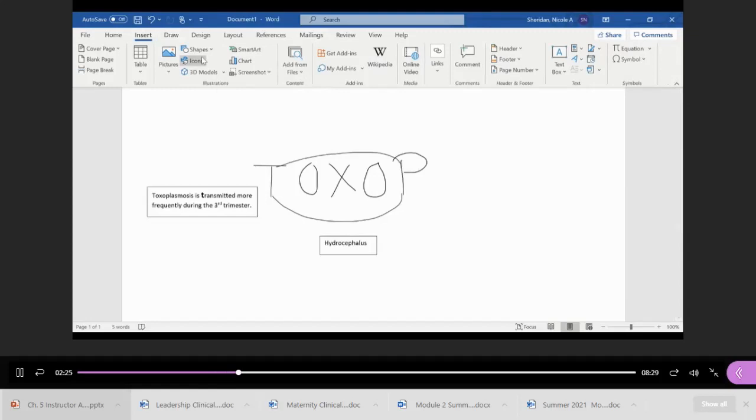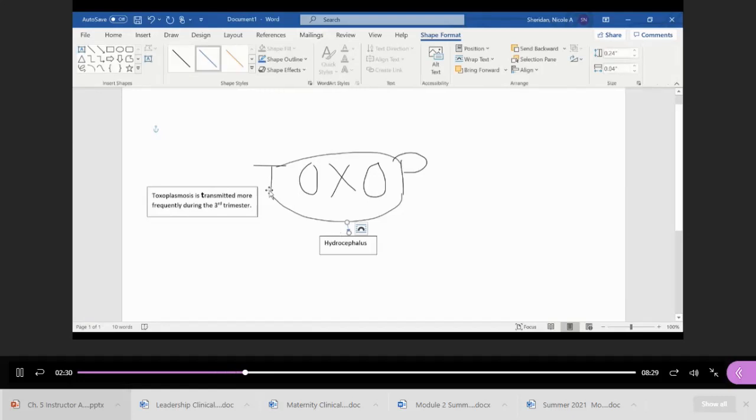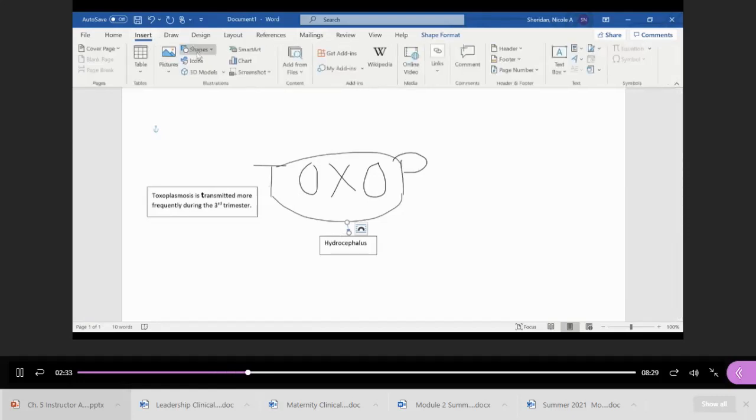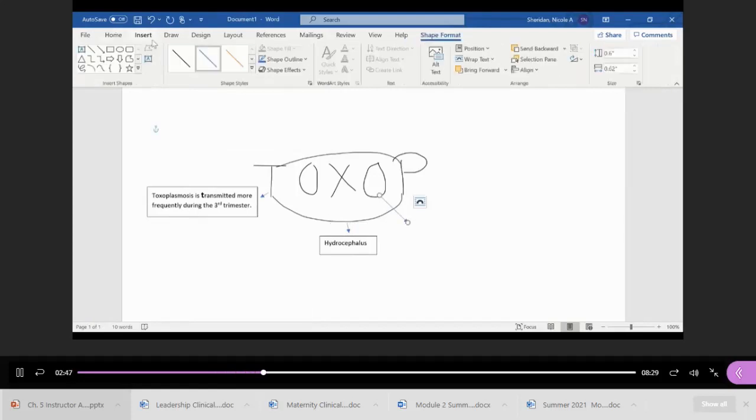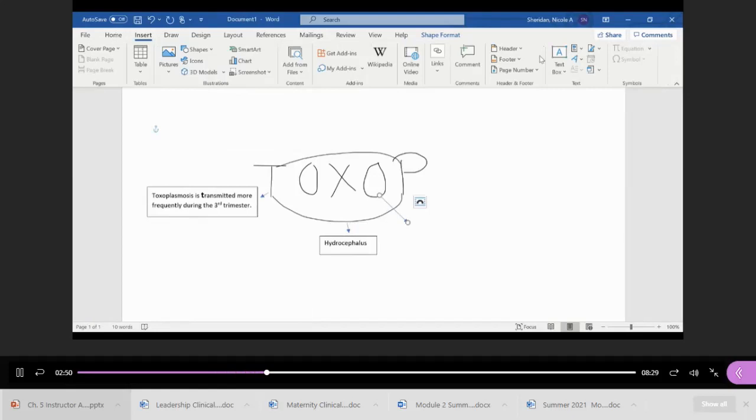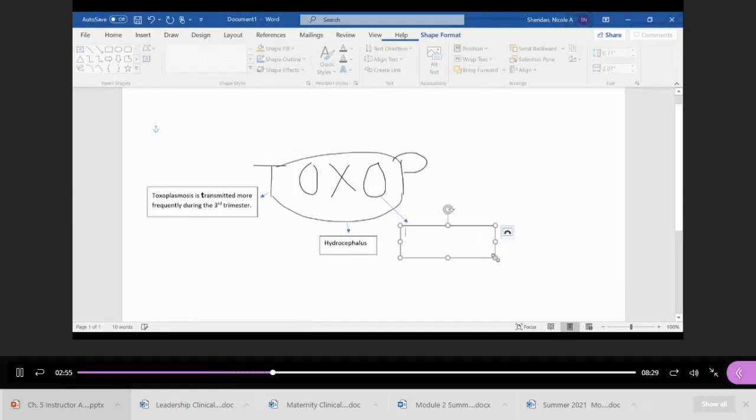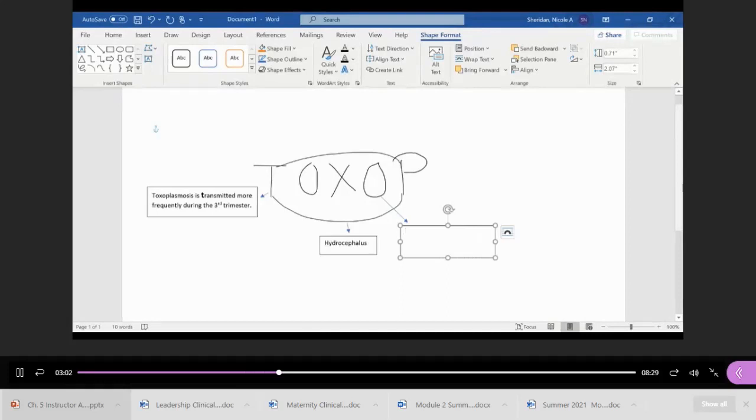Now here, let me get a little arrow here. The T, our kitty cat eyeballs. We want to remember, let me get myself situated here, chorioretinitis, which you can find on page 69. It's in bold in your textbook, page 69.